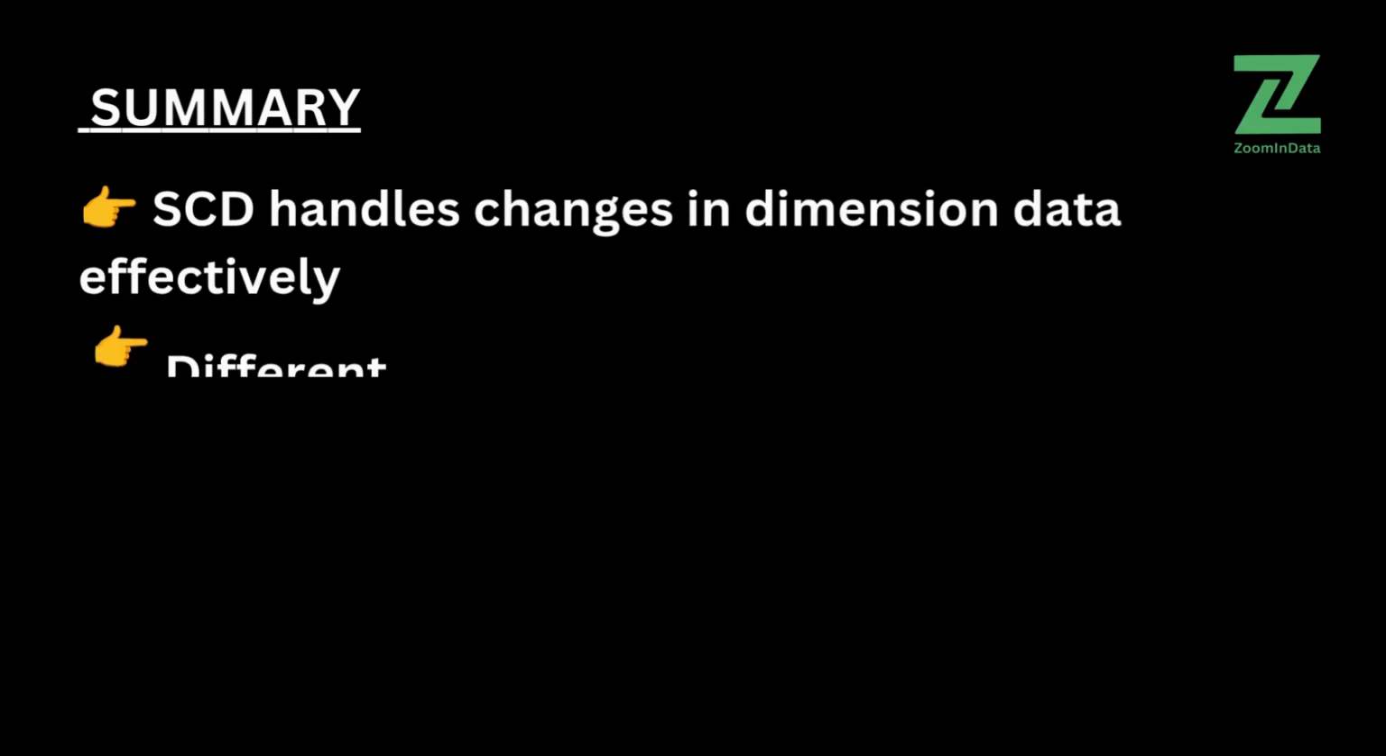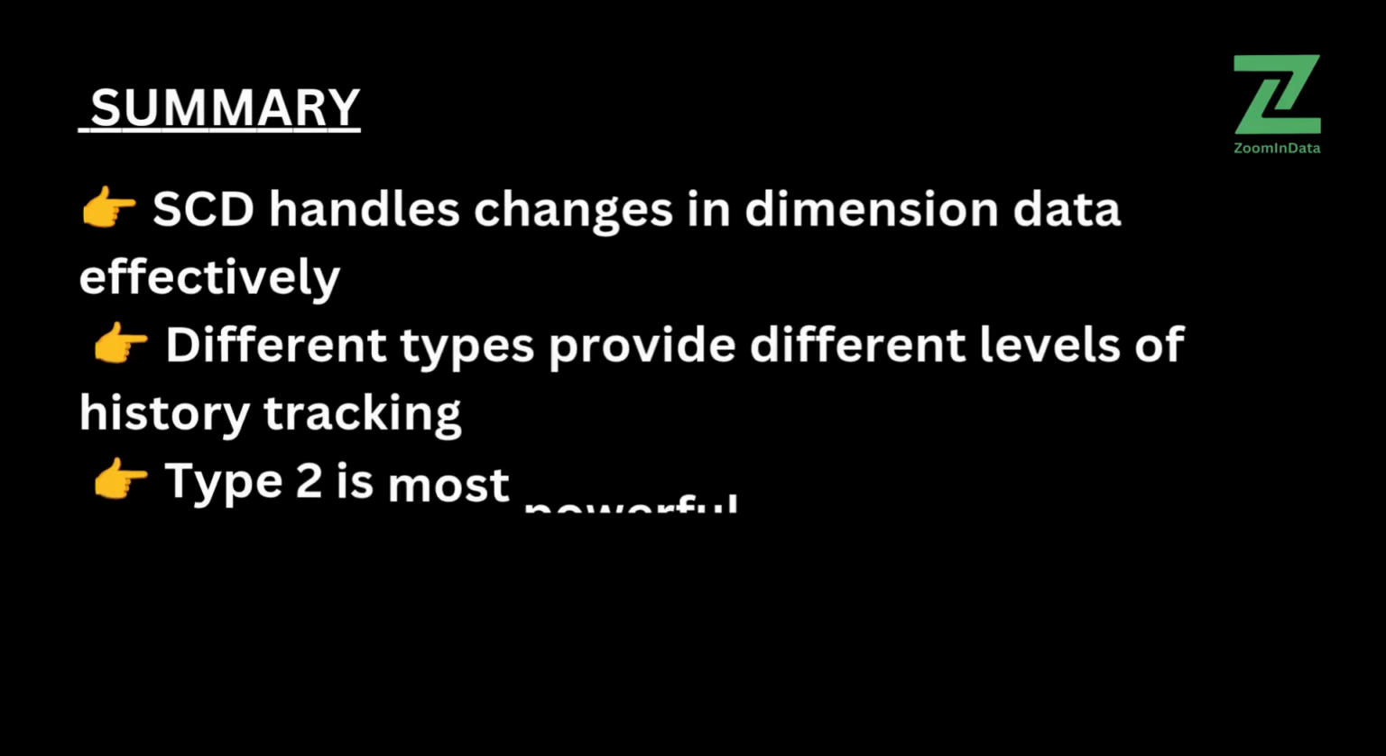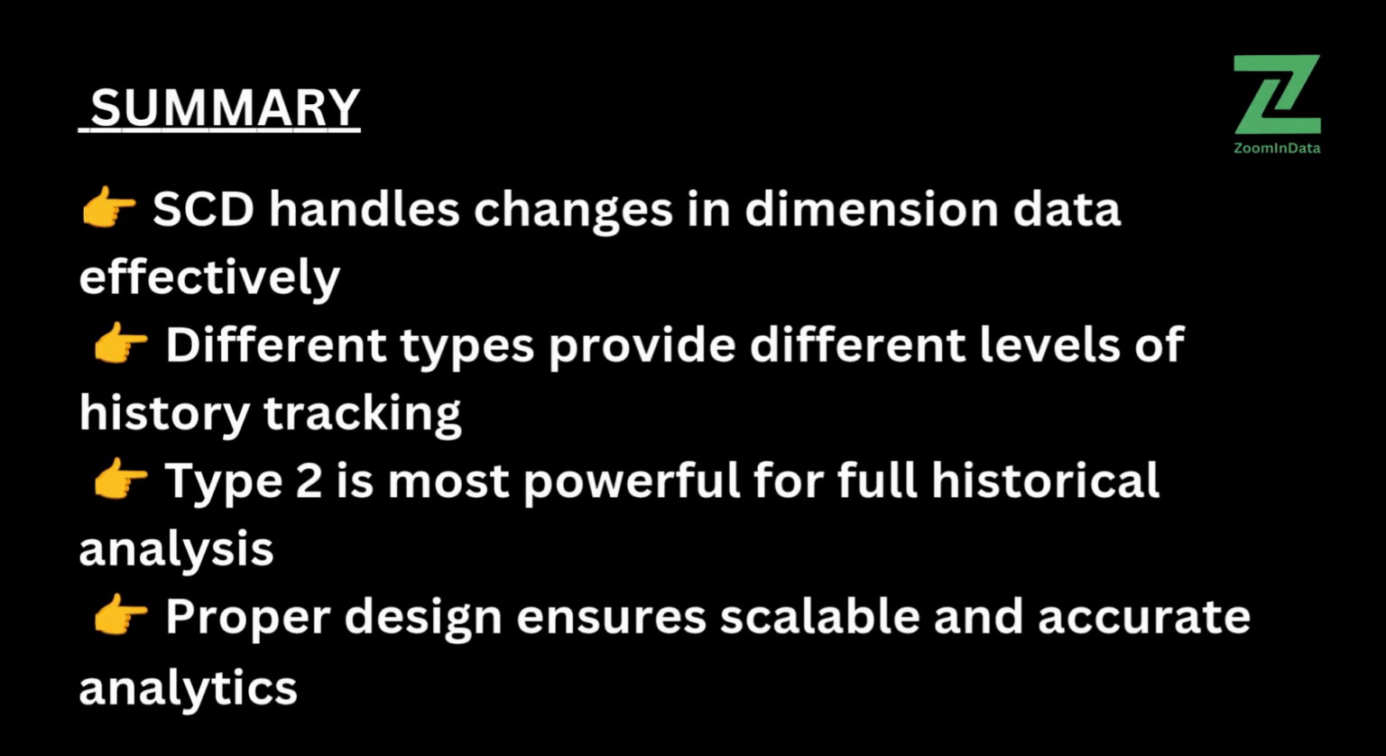Slowly changing dimensions provide a structured way to handle changes in dimension data. Different types offer different levels of history tracking depending on requirements. Type 2 is the most powerful for full historical analysis. Proper design and implementation ensure scalable, accurate, and reliable analytics.